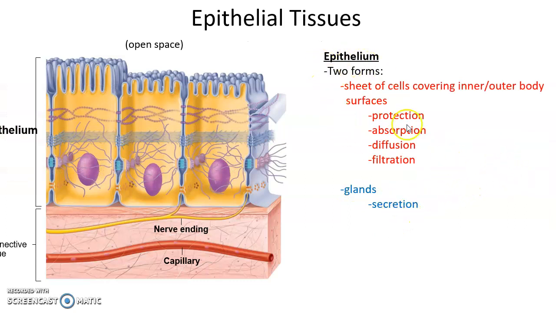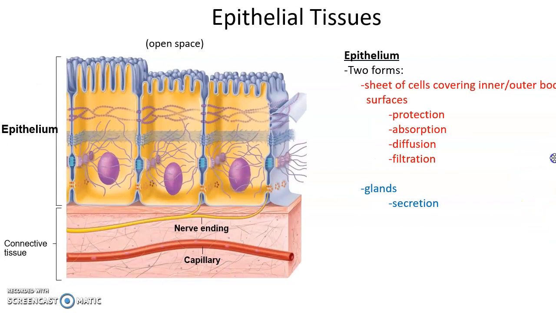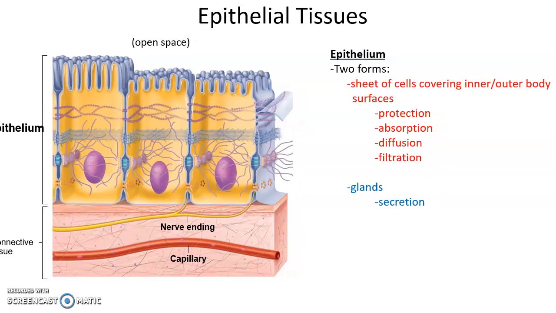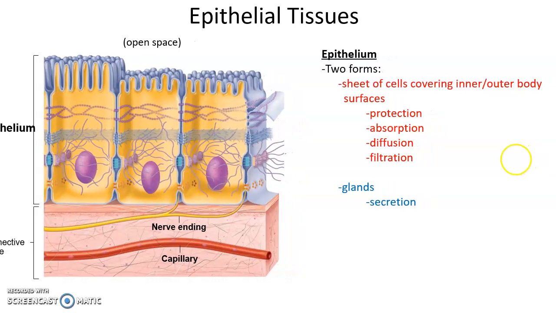Epithelial tissues can also be called epithelium. Epithelium is basically sheets of cells covering the inner or outer surfaces of the body. So they could be lining the inside of a hollow organ like the stomach, or it could be the skin, for instance, covering the outside of our body. Functions of epithelium include protection, so that we don't suffer damage to underlying tissues, absorption, allowing small materials to cross through the epithelium into deeper tissues and maybe eventually the bloodstream.